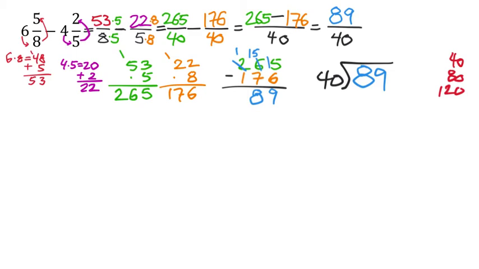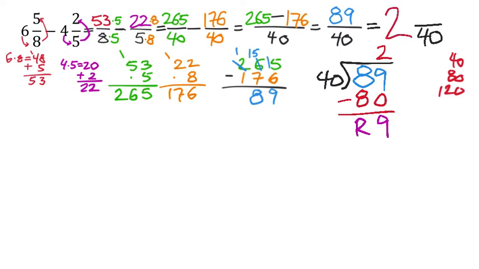40 will not go into 8, but it will go into 89. Looks like 2 times right there. 2 times 40 is 80. So when I subtract that out, I get a remainder of 9. And this sets us up for the mixed number with the denominator 40. The quotient is 2, so that's my whole value. And the remainder is 9. So I have 2 and 9/40.